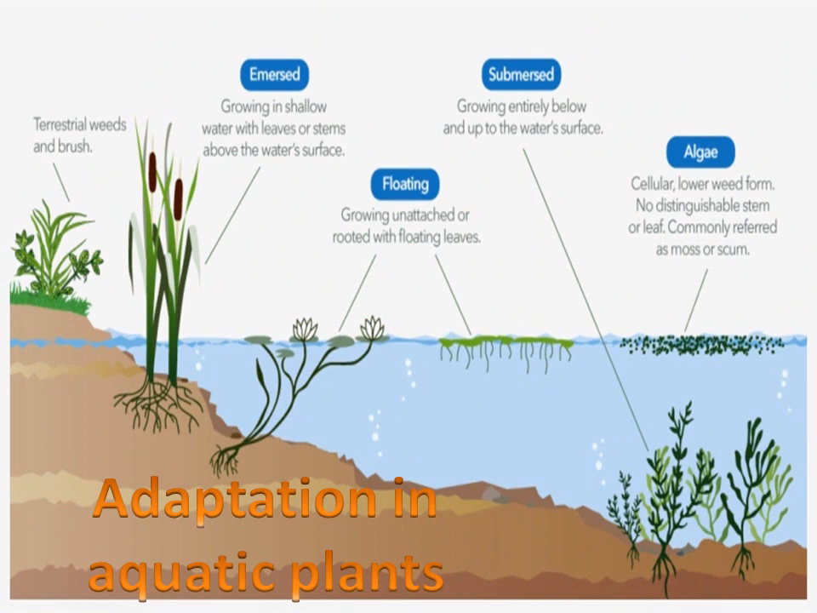Some of the aquatic plants are firmly rooted in the soil at the bottom of the water. Their stems are submerged, while leaves and flowers float on the surface. However, some plants are entirely afloat. Their roots are not anchored in the soil.